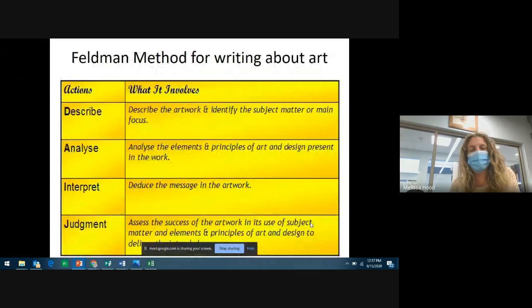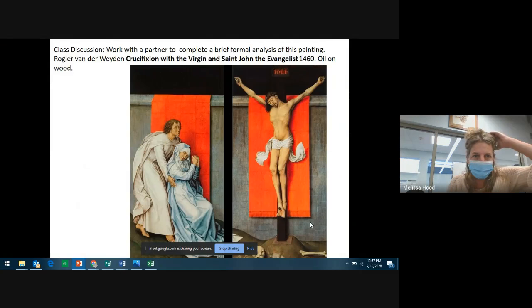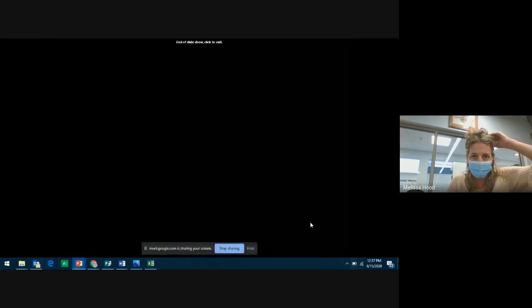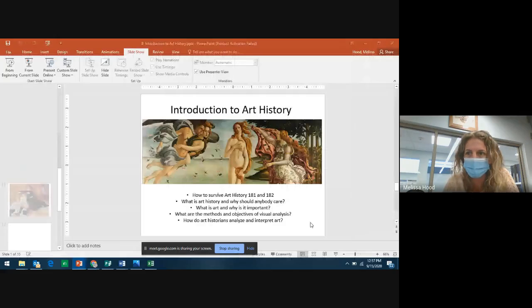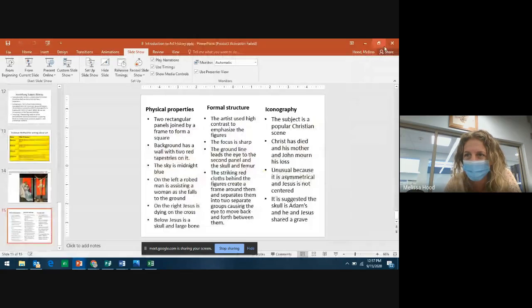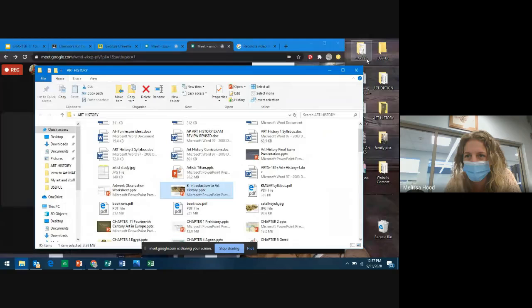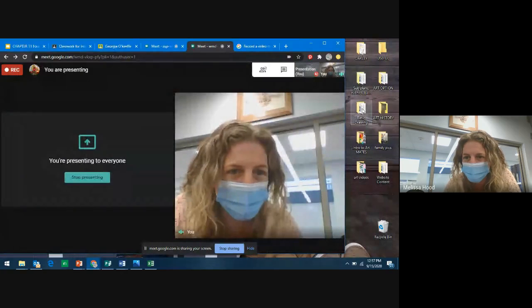And then we do use this method for writing about art, which I use for just about all of the assignments. I think that's all I want to share with parents for this part. And then I will share with you what we're doing in basic drawing.